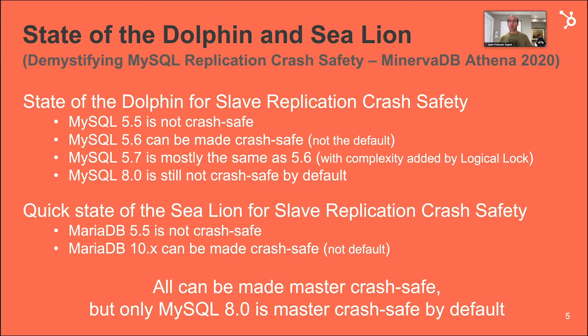So the state of the Dolphin and the Sea Lion about replication crash safety, I will not read all this slide, but at the bottom you can see that everything can be master crash safe, and MySQL 8.0 is master crash safe by default, and I like this. Things should be safe by default, but none of the others are slave replication crash safe by default. There's always something not completely working. So MySQL 5.5 and MariaDB 5.5 were not crash safe. The others, we can make them crash safe, but we have to be careful. And this is the goal of this talk, to understand all this.